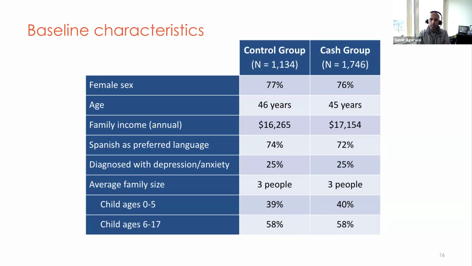Reflecting the community, Spanish was the preferred language for about 3/4 of participants, and 25% were diagnosed with depression or anxiety. And then the average family size was around 3 individuals, with most families having 1 or more children in them.